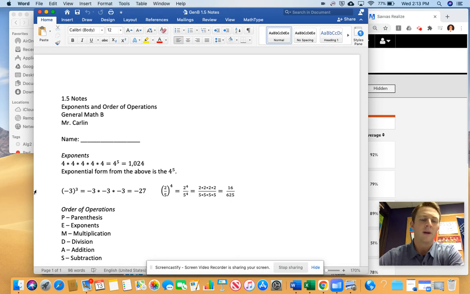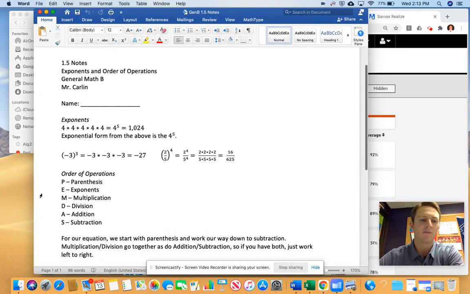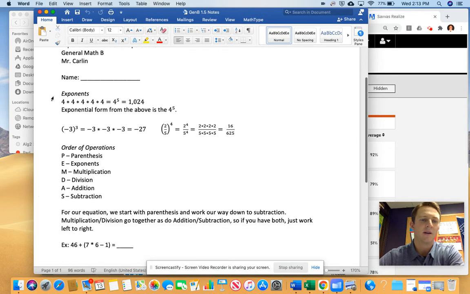All right, general math. We are finishing up chapter 1 today with exponents and order of operations. So our first task is learning about exponents. Instead of writing something like 4 times 4 times 4 times 4 times 4, there's a much easier way to write that. The number being multiplied is the base number, and the number of times that it's multiplied, in this case 5 times, is the exponent.